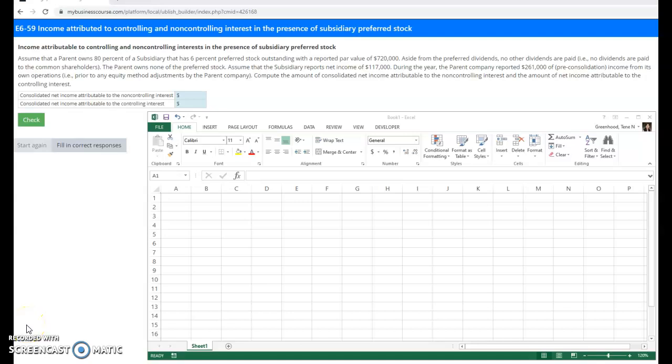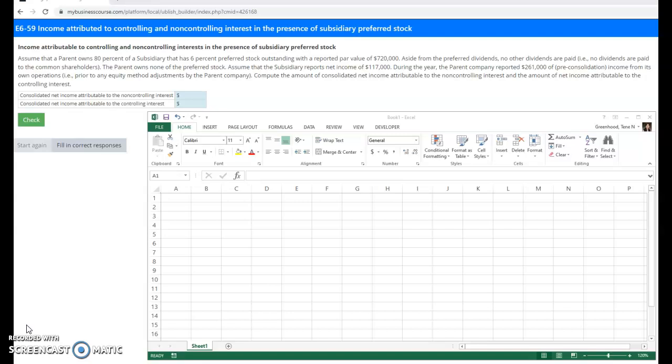Alright, in this problem, we're looking at income attributable to controlling and non-controlling interests in the presence of subsidiary preferred stock. Assume that a parent owns 80% of a subsidiary that has 6% preferred stock outstanding with a reported par value of $720,000. Aside from the preferred dividends, no other dividends are paid, i.e. no dividends are paid to the common shareholders.